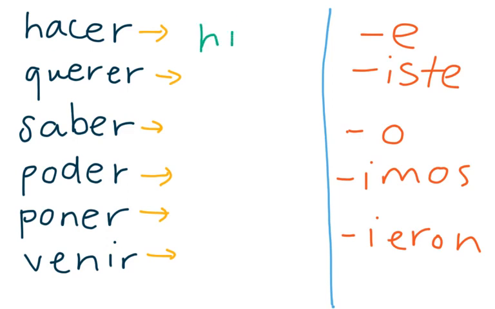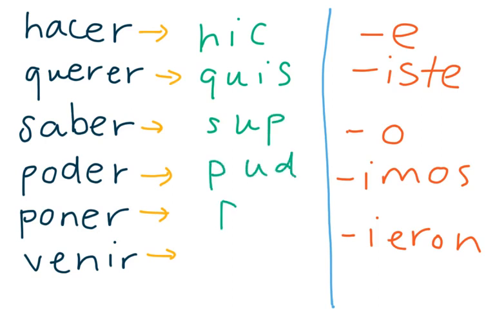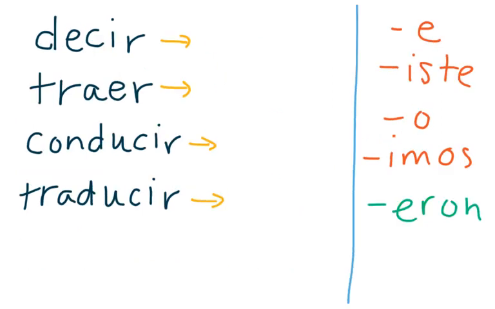So we have hic, quis, sup, pud, pus, and vin. So an example of hacer would be yo hice. Querer would be ella quiso. For saber would be nosotros supimos. For poder would be tú pudiste. For poner you'd say ellos pusieron. And for venir would be ella vino. Okay? So go ahead and make sure you get those down in your apuntes.